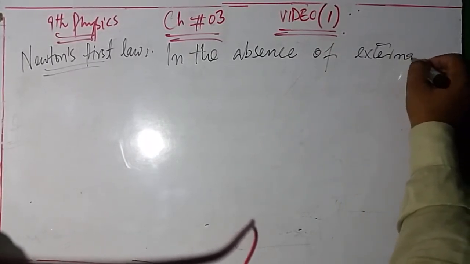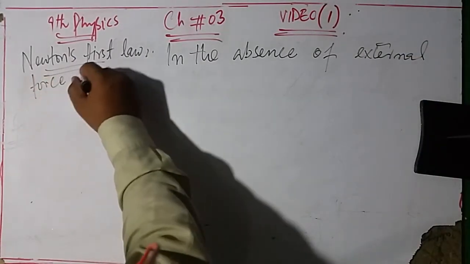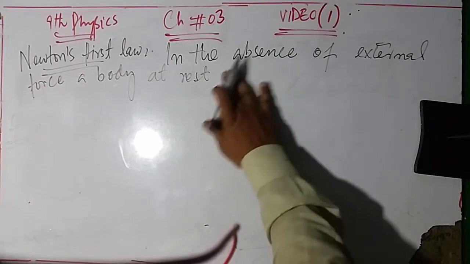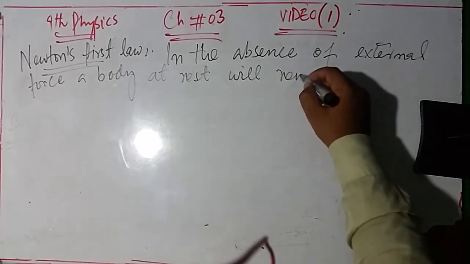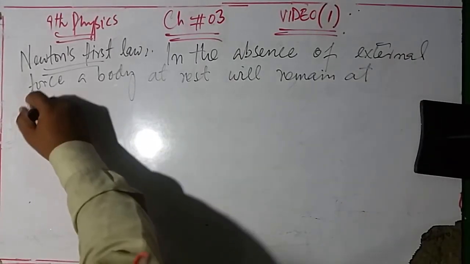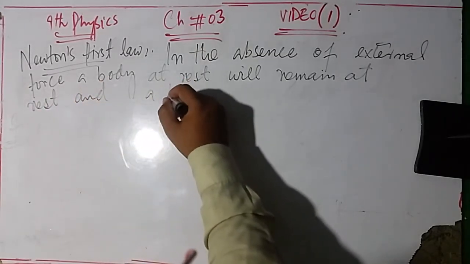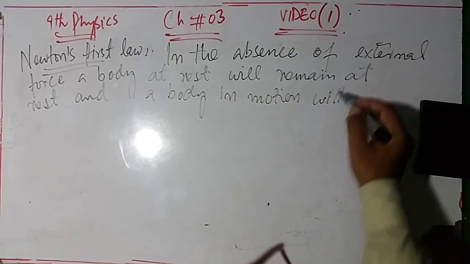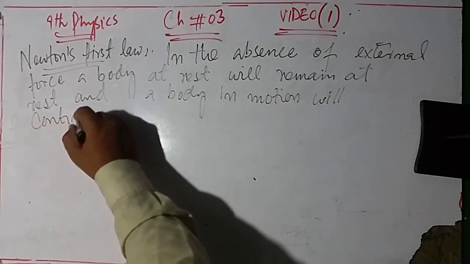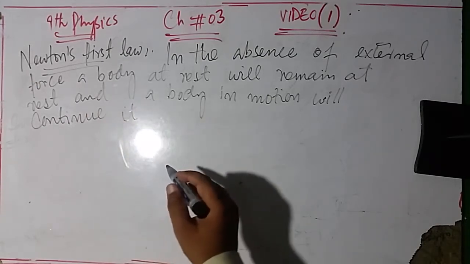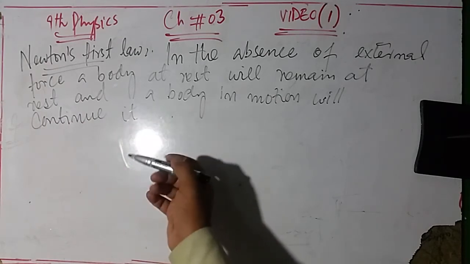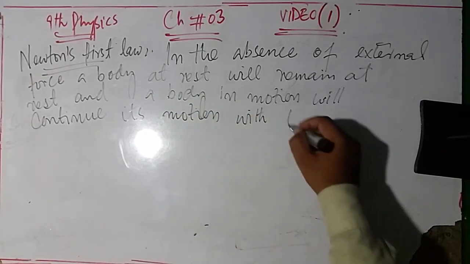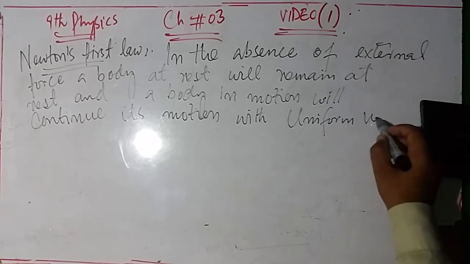This law states that in the absence of external force, a body at rest will remain at rest, and a body in motion will continue its motion with uniform velocity.